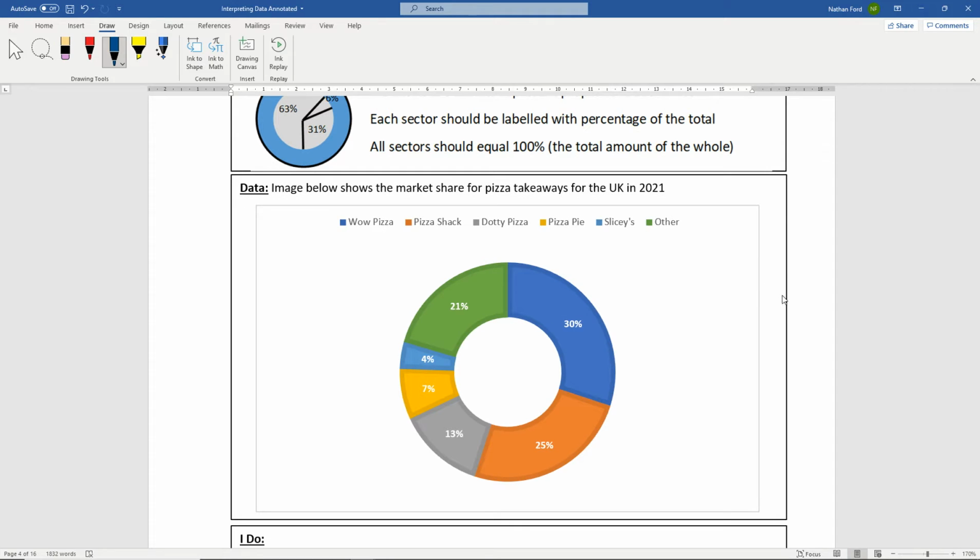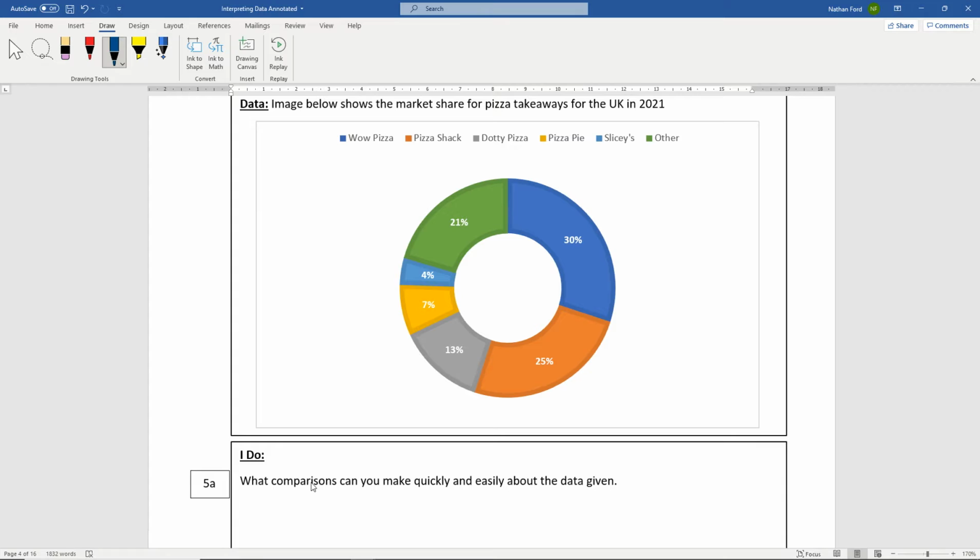So let's jump straight in and we'll try a question. Yours might not be in color, but you can see here, you can write them if you need. So we have Wow Pizza, Pizza Shack, Dotty Pizza, Pizza Pie, Slices, and others. So let's have a look. What comparisons can you make quickly and easily about this data? Because that's what's really good about it.